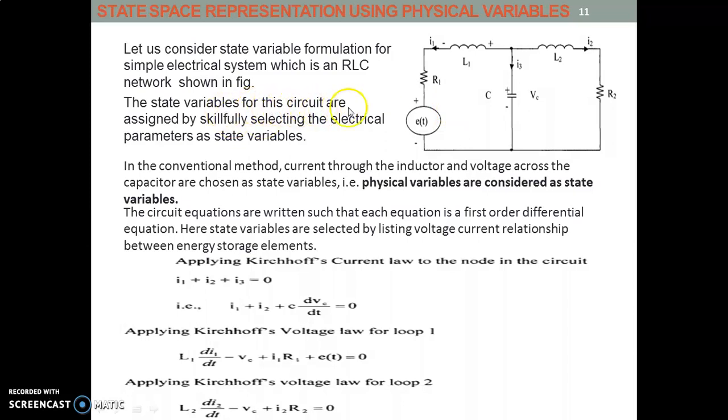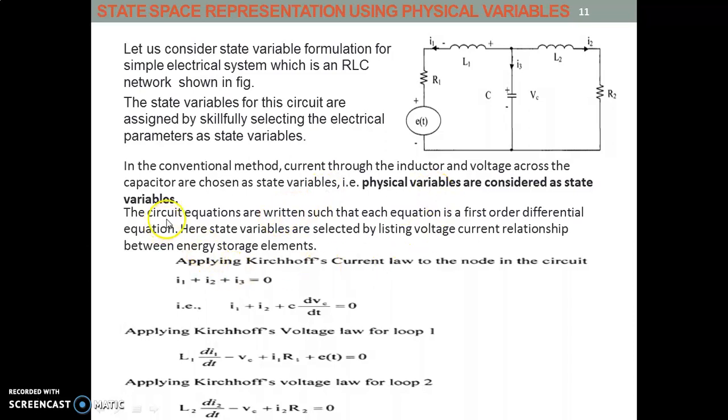The state variables for this circuit are assigned skillfully. You have to use this, skillfully selecting the electrical parameters as state variables. Generally, physical variables are considered as state variables. That means the current through the inductor or the voltage across the capacitor. These are chosen as state variables. That is in conventional methods. In the conventional method, current through inductor and voltage across the capacitor are chosen as state variables.